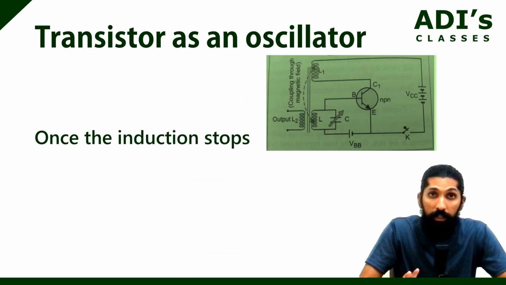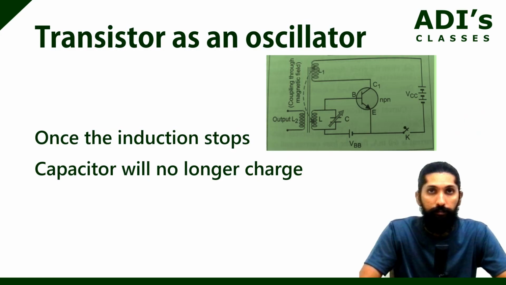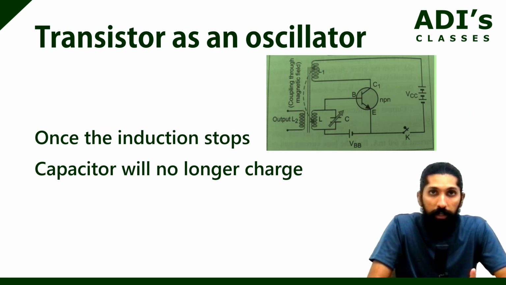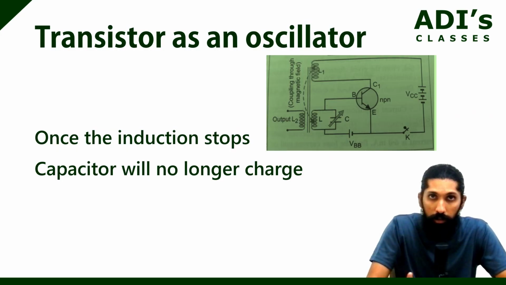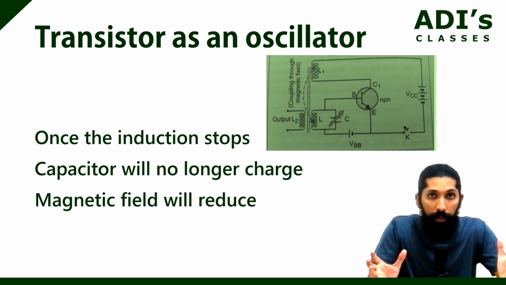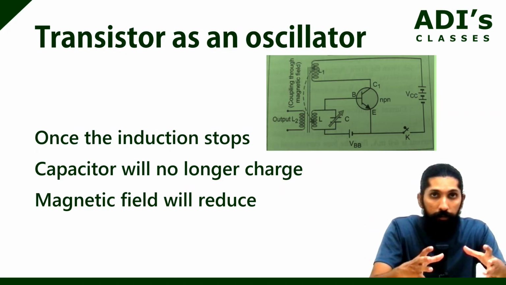Once that induction stops, the capacitor no longer charges, it's going to stop charging. Okay, now what's going to happen? As this part of the circuit is done, that is, till the magnetic induction between the two inductors has stopped, the coupling stops basically. Once the coupling stops, then the magnetic field will start to reduce, correct? That means it was increasing till now. Now it starts to reduce.